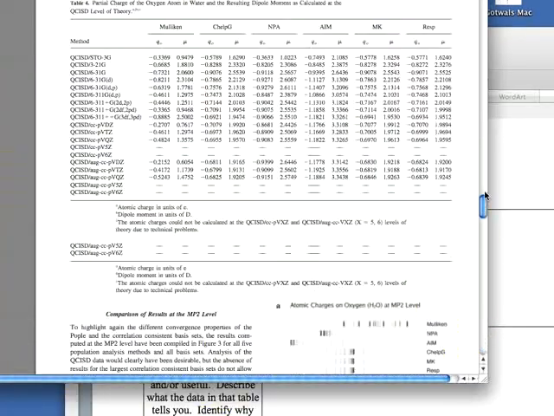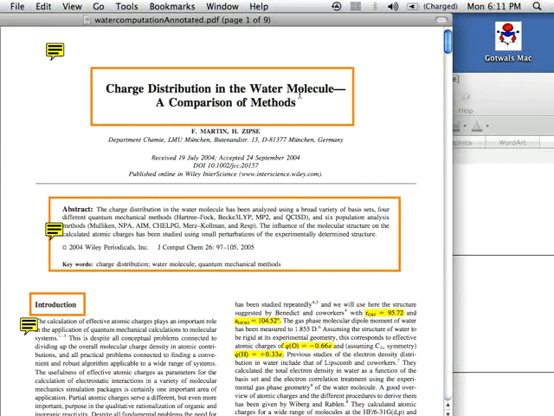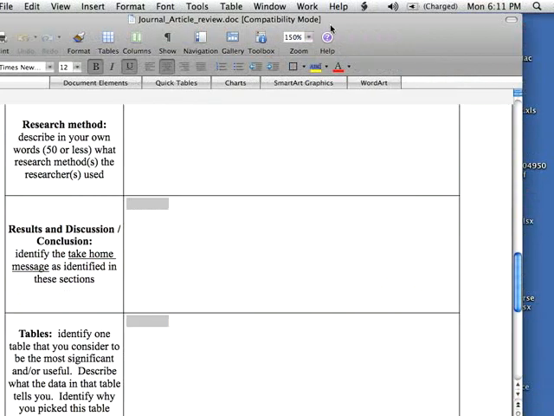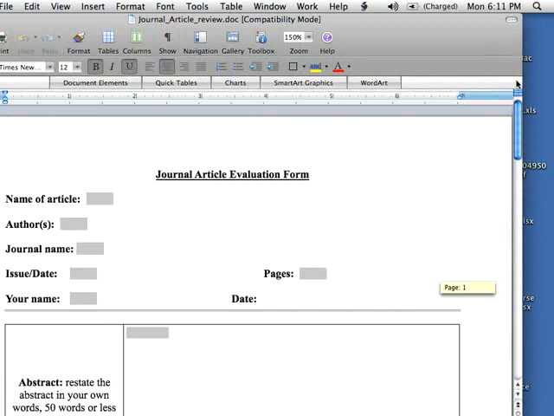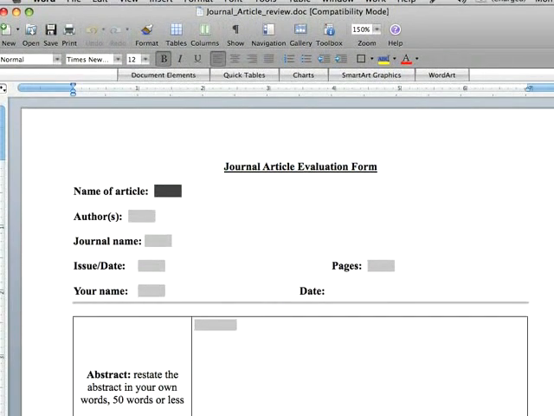Now, what I'm going to ask you to do, so you're not just trying to read this article, because if you just try to read it, it's going to put you to sleep. You're going to get bogged down. You're going to get lost. So you have to read it actively. As a way to do that, I'm giving you a journal article evaluation form. You're going to type the name of the article, so that's going to be something like charge distribution, etc.